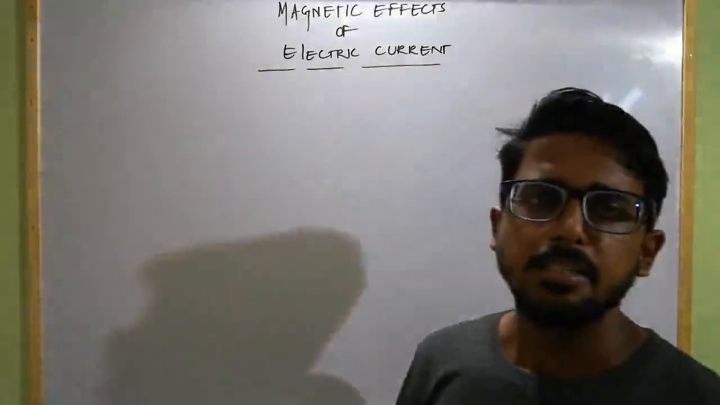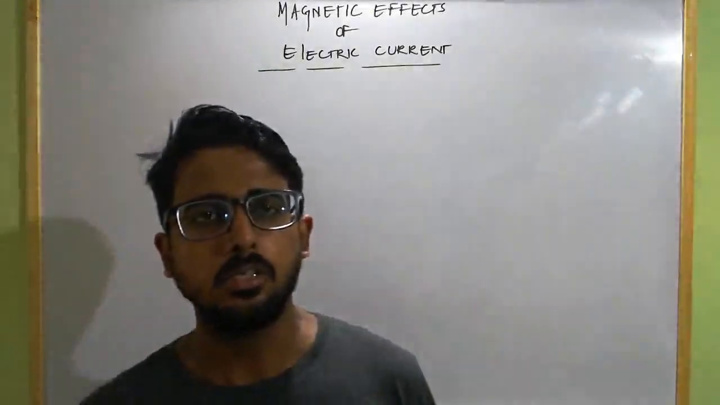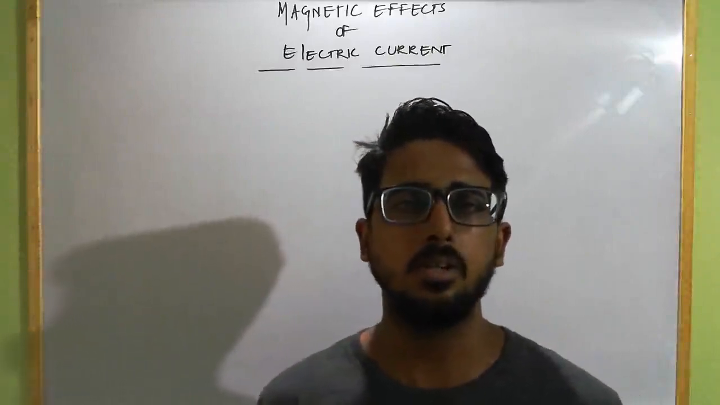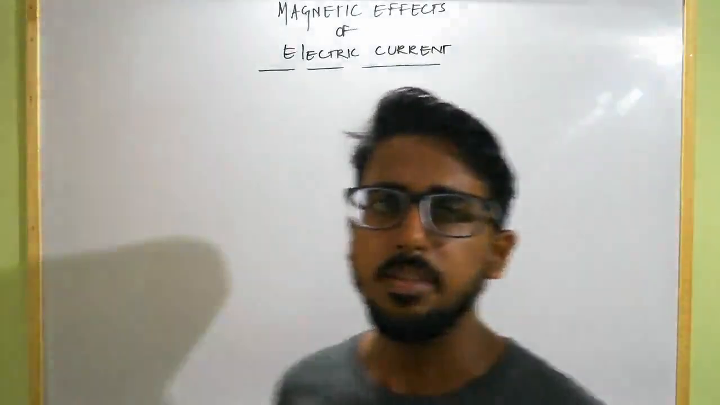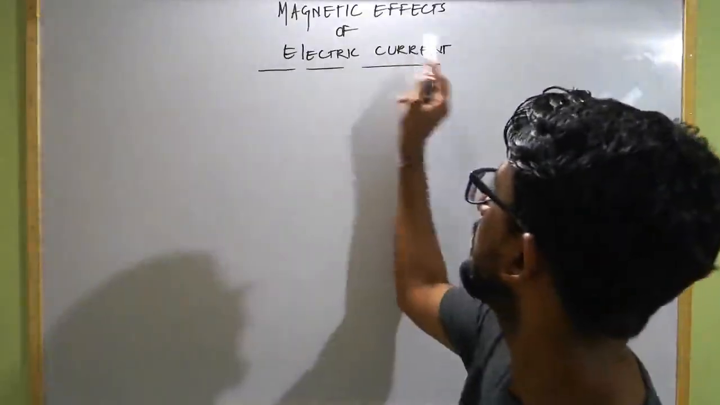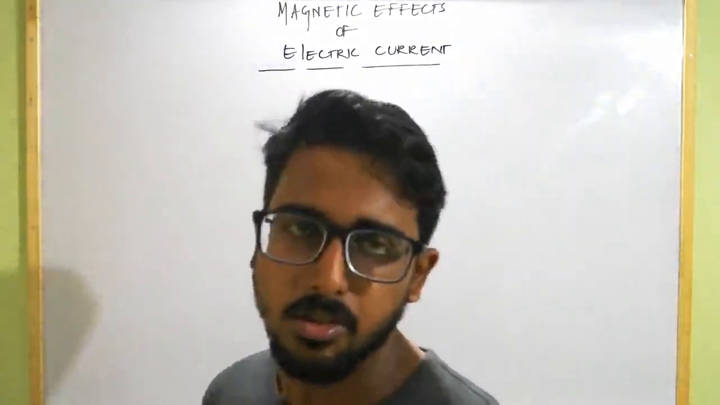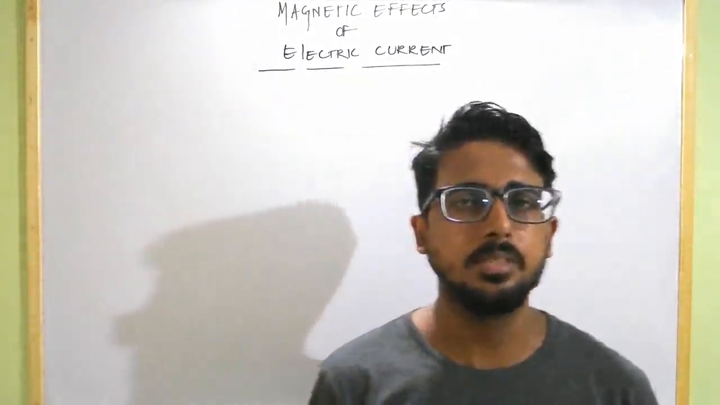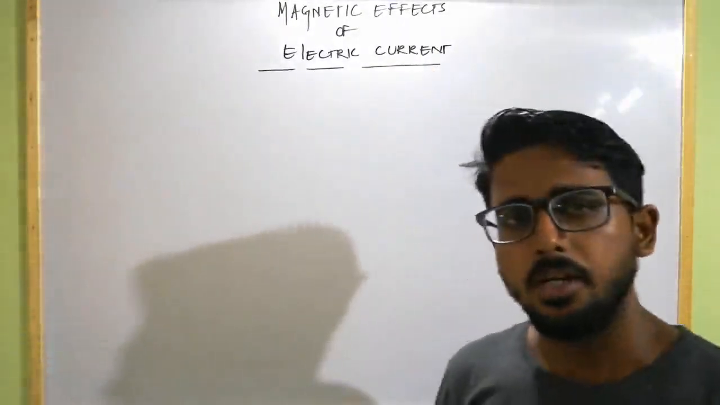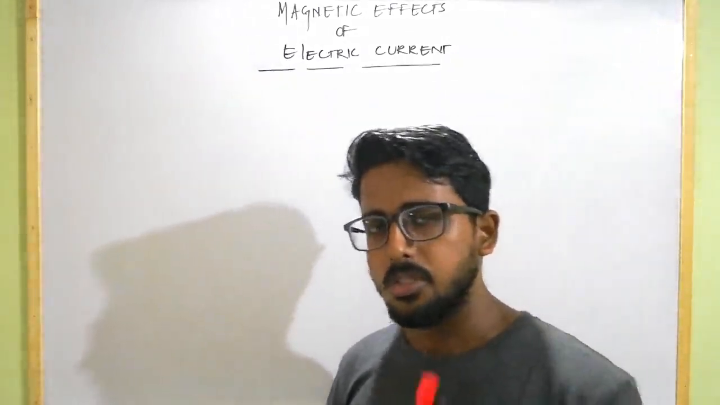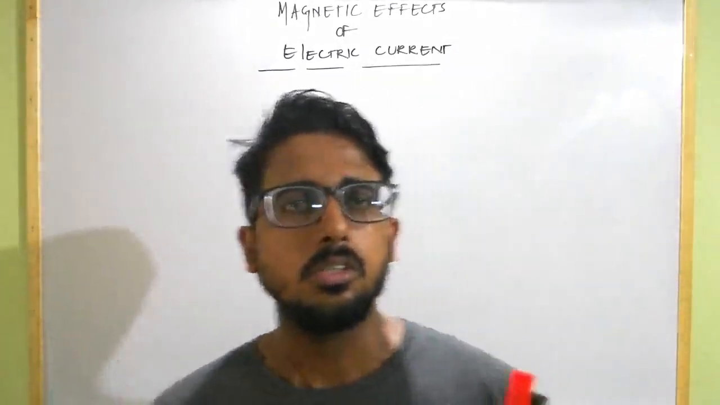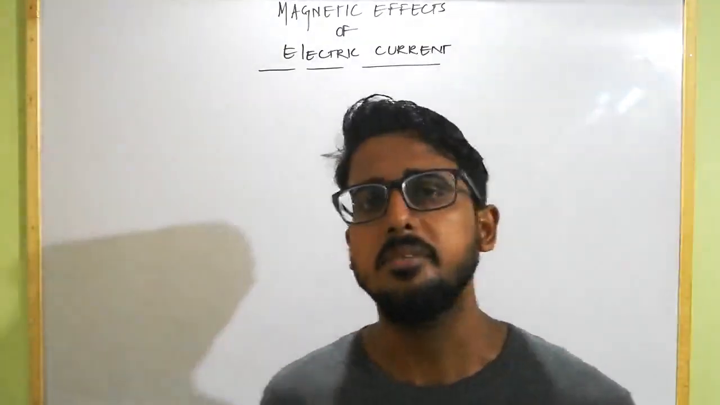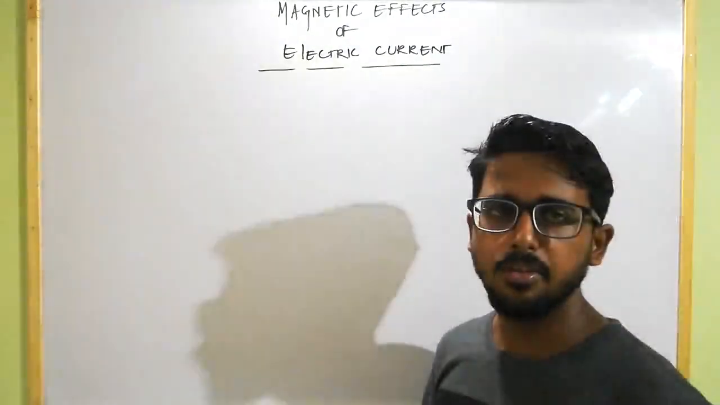That means when there is a current flowing through a conductor, due to that current carrying conductor, a magnetic field is produced around the current carrying conductor. That effect of electric current is known as magnetic effects of electric current. We already discussed another effect of electric current, the thermal effect. When current flows through a conductor, the conductor's temperature rises and it creates some heating effect. That effect is known as the thermal effect of electric current.